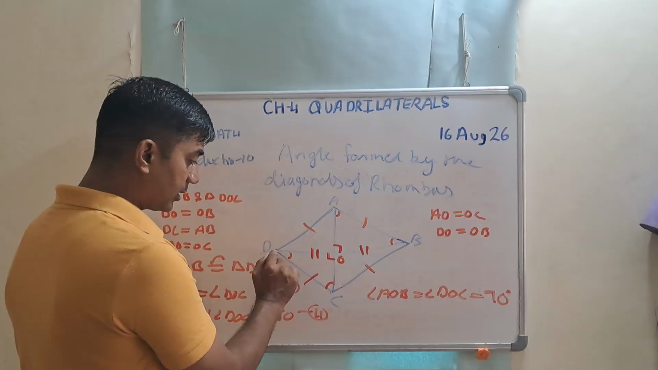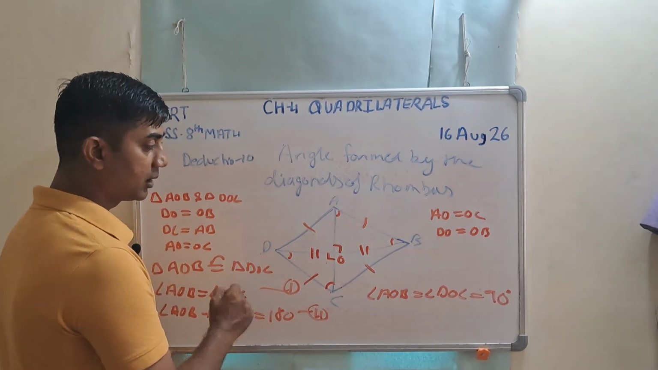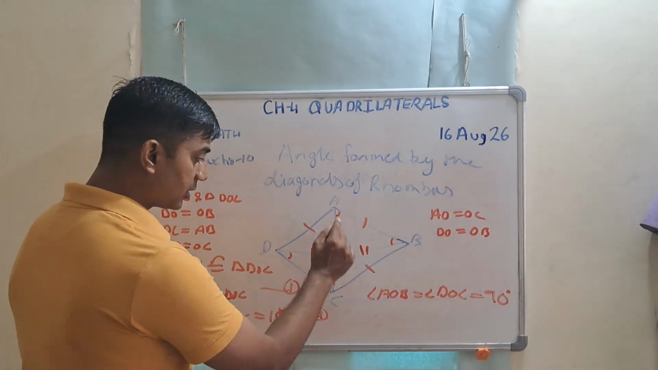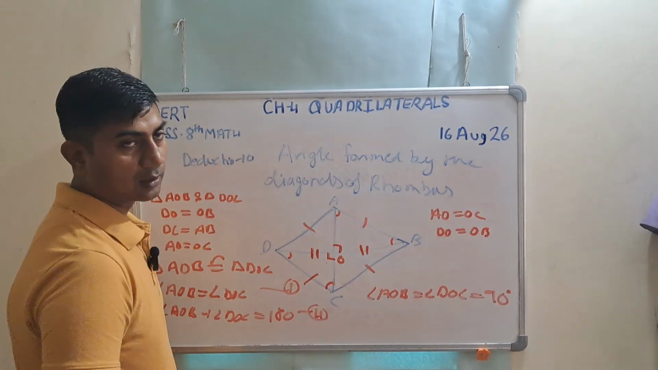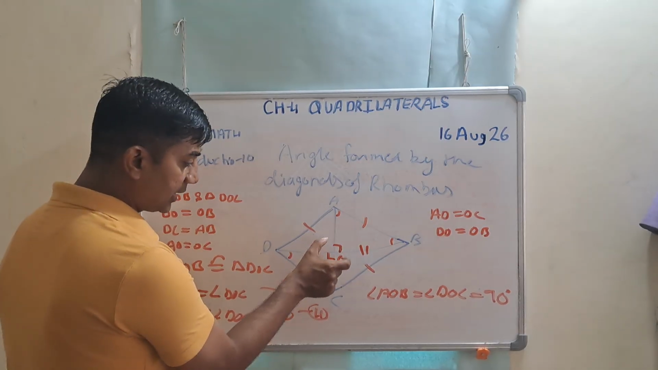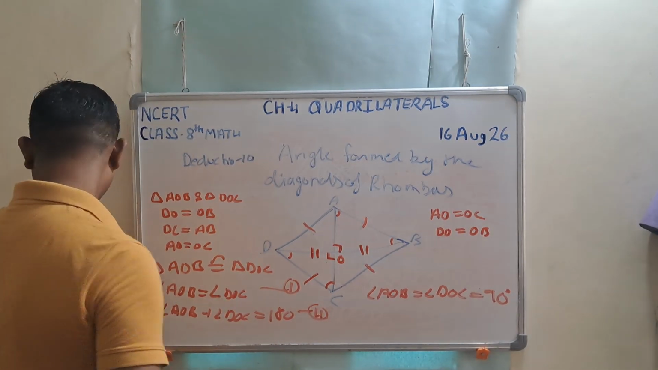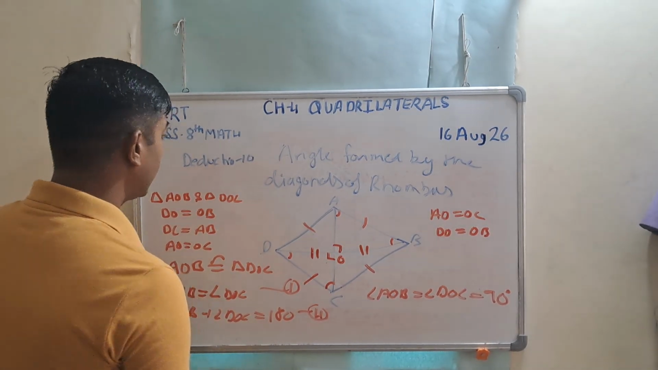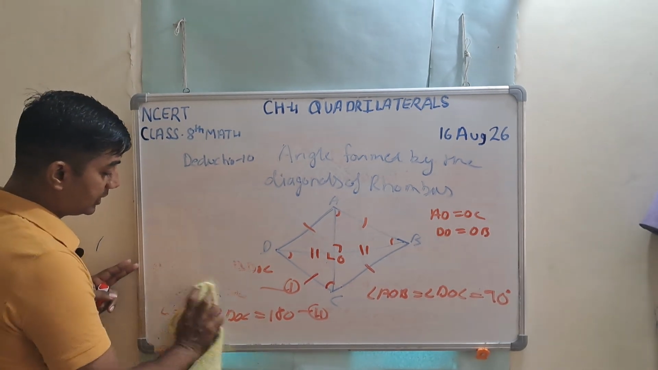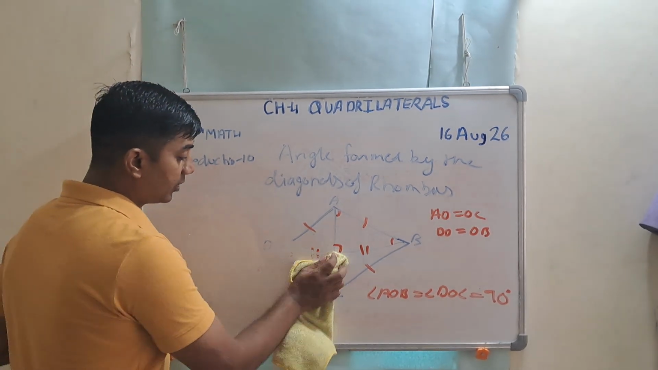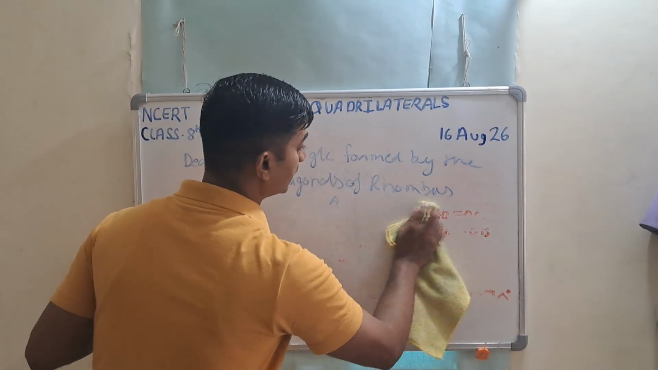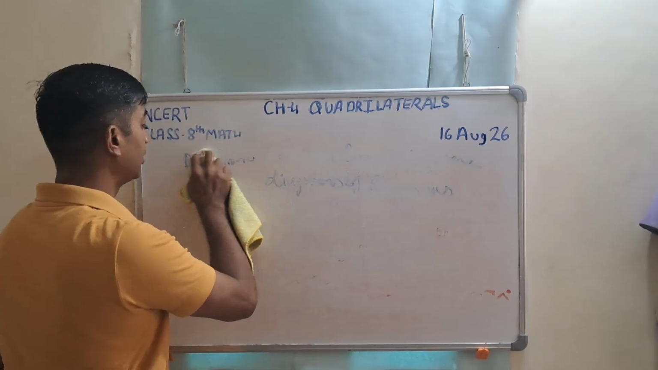It means that diagonals intersect each other, diagonals bisect each other, and diagonals are perpendicular to each other. Understood? So in this deduction we have concluded that diagonals are perpendicular to each other. Means in case of a rhombus, whenever you draw the diagonals, they are perpendicular to each other, means they are making 90 degrees between them. This is our deduction number 10.